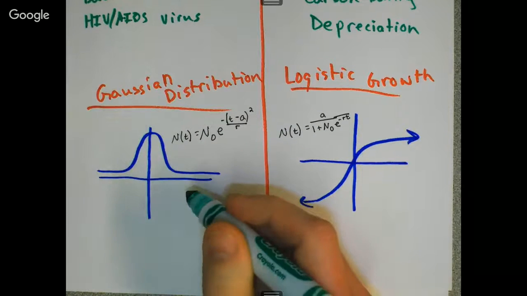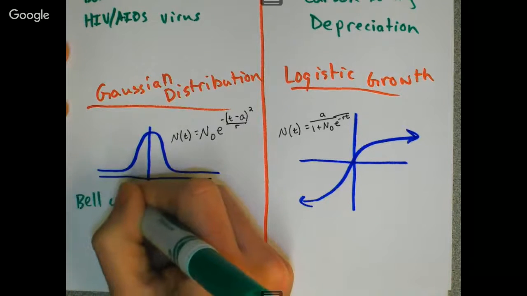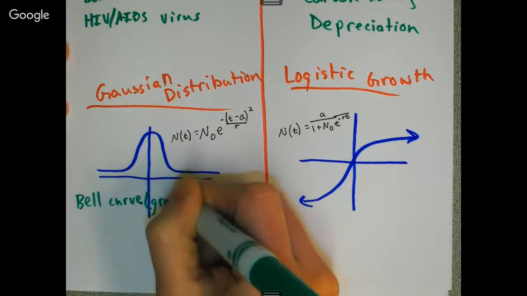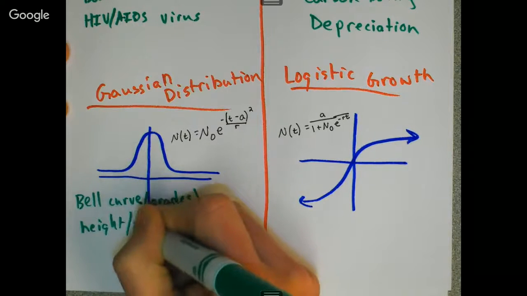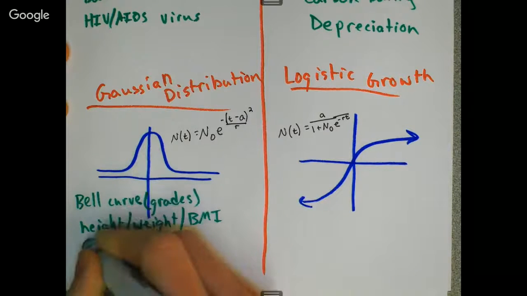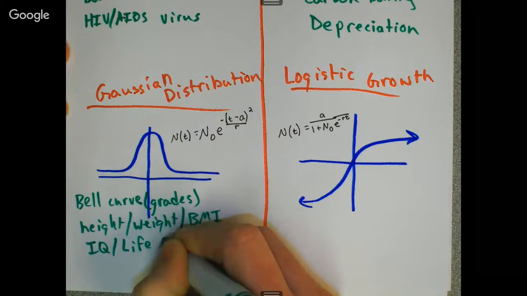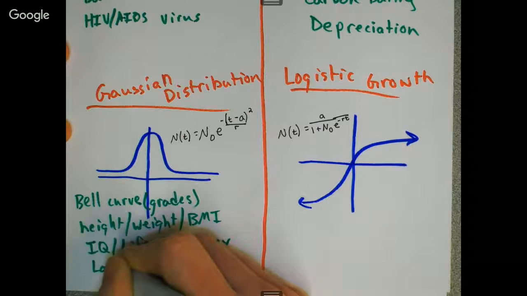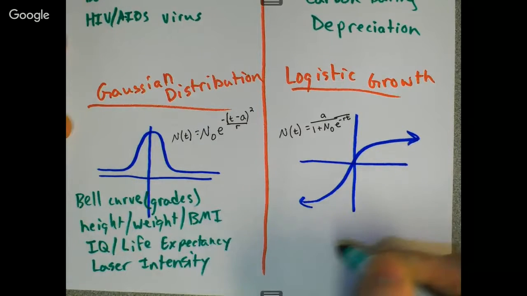So some places that we see Gaussian distribution would be the bell curve, or grades, any height, weight, and I'll put BMI on there, IQ or life expectancy, and laser intensity. Okay, those are just a few.